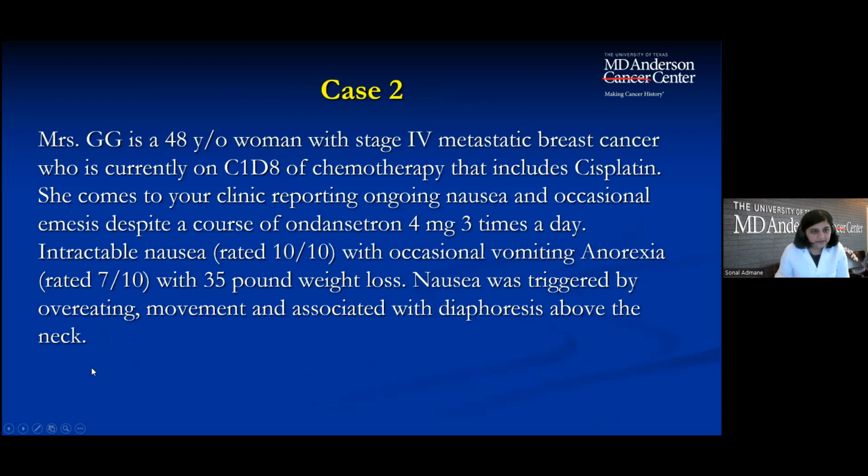Going on to this next case, you see a 48-year-old lady. She has stage 4 metastatic breast cancer and she's currently on chemotherapy that has cisplatin in it. And again, she's taking ondansetron at home and has intractable nausea, vomiting, anorexia. She has weight loss and severe nausea, which is currently not being controlled with her regimen. So, what is the etiology and how do you treat this patient?